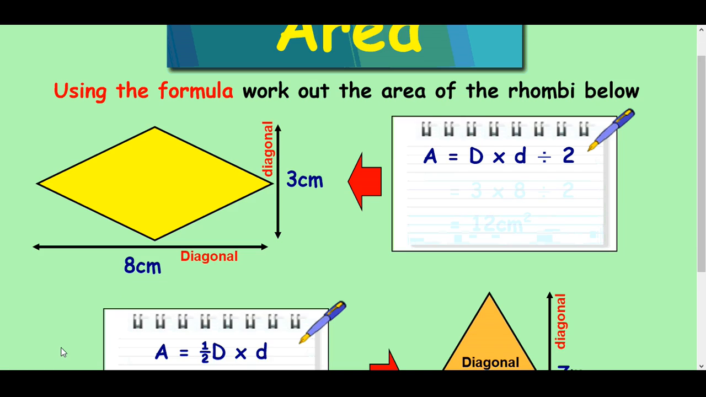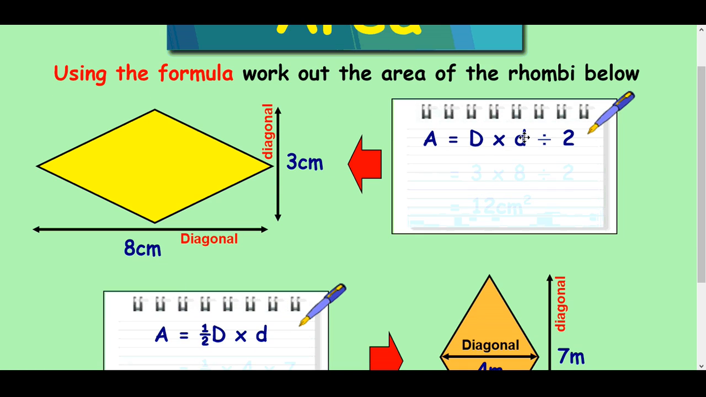But if we look at an example, you could do that. You could do it as a diagonal times diagonal divided by 2. But we tend to do this as a half d times d, and that's what you'll see in the textbooks. So this is the idea here. Let's have a look at it.